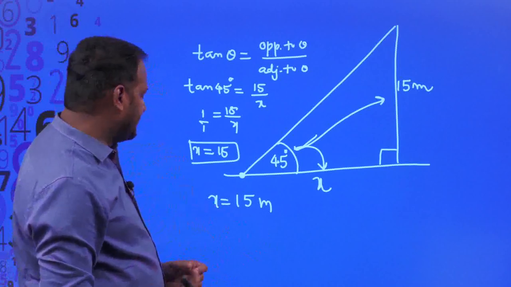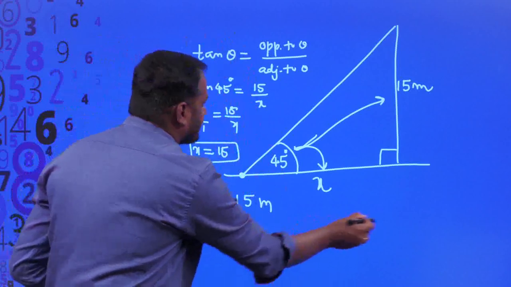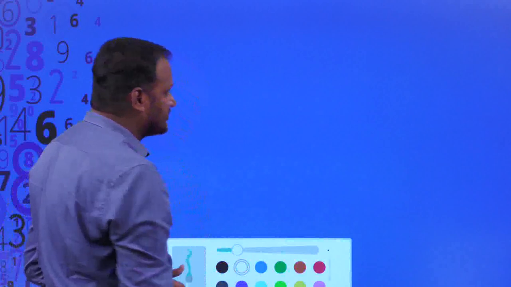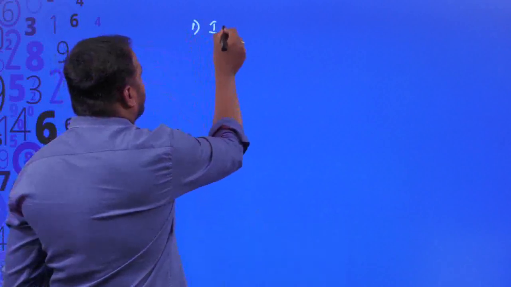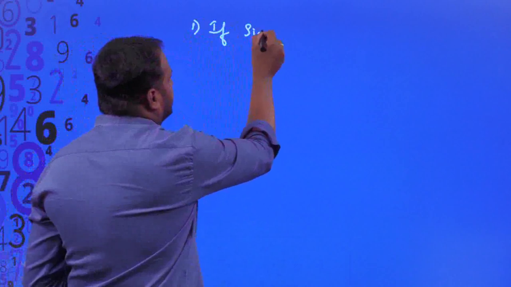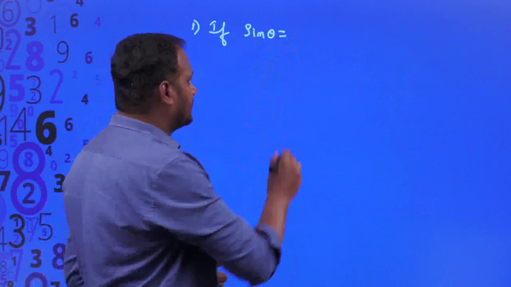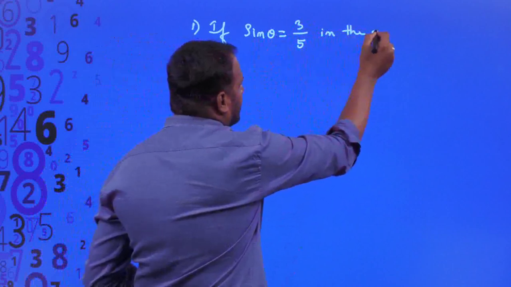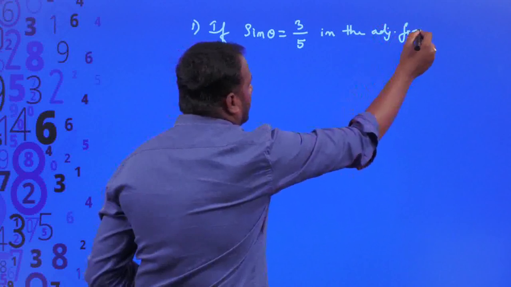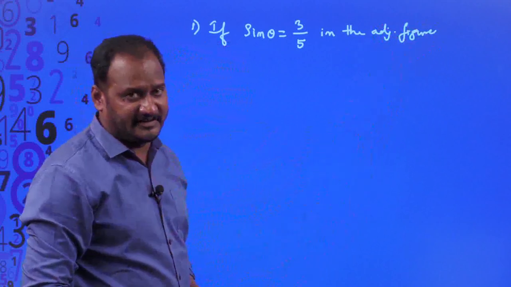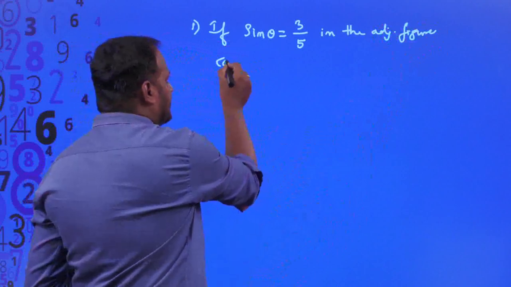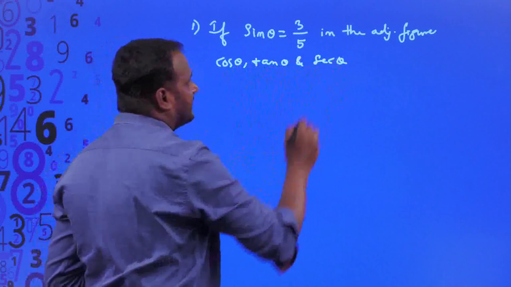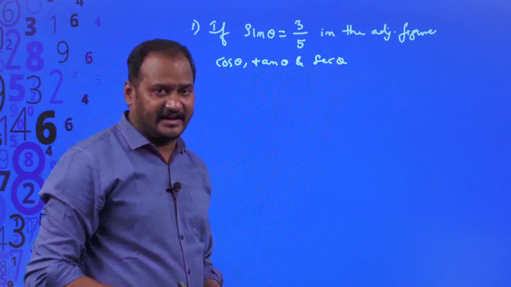Understand? Now, coming to the point here, there are some questions given. So, you are going to answer these questions. First of all, if sine theta is equal to 3 divided by 5 in the adjacent figure, then find cos theta, tan theta and secant theta. Then you will have to find cos theta, tan theta and secant theta.